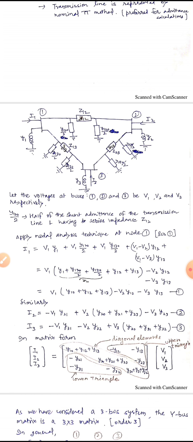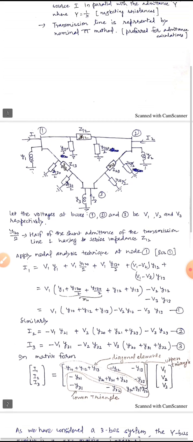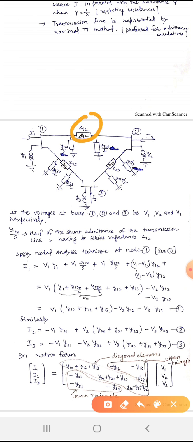Let the bus voltages be: voltage of bus 1 be V1, bus 2 be V2, and bus 3 voltage is V3 respectively. Now the impedance of line between 1 and 2, so you can see the impedance here, the impedance is Z12 and the corresponding admittance is Y12. Likewise impedance Z13 here, Z23 here, and the corresponding admittances you can see Y12, Y13, Y23.